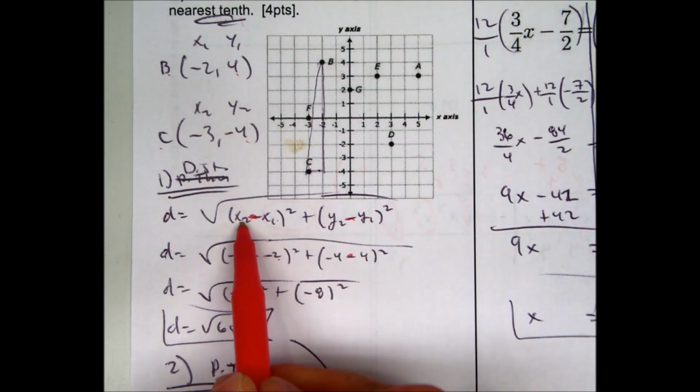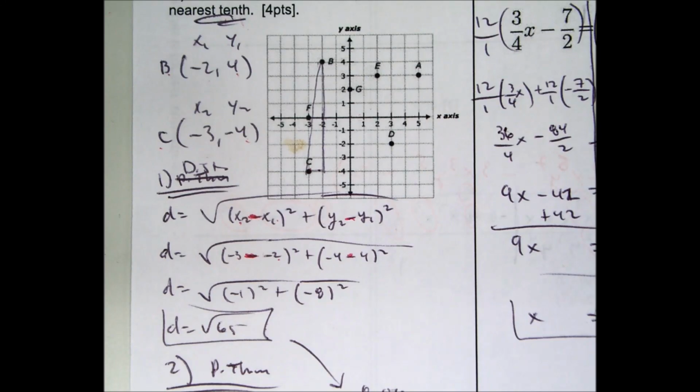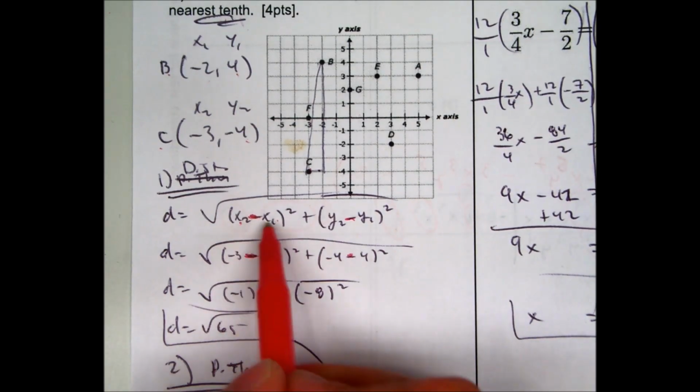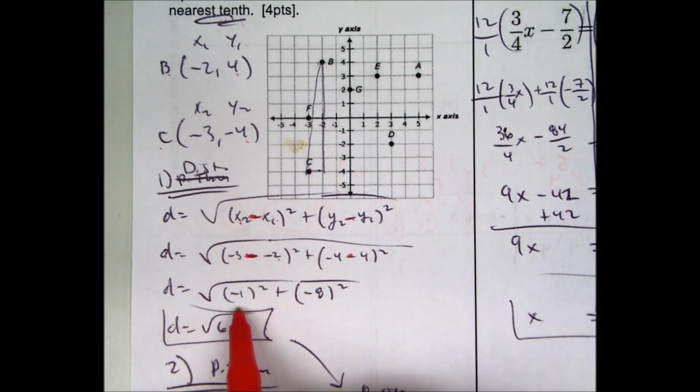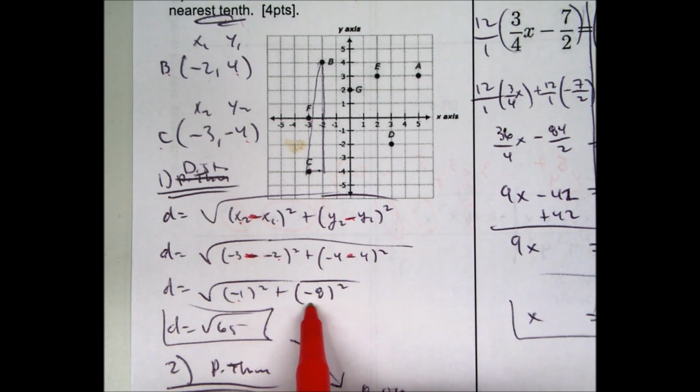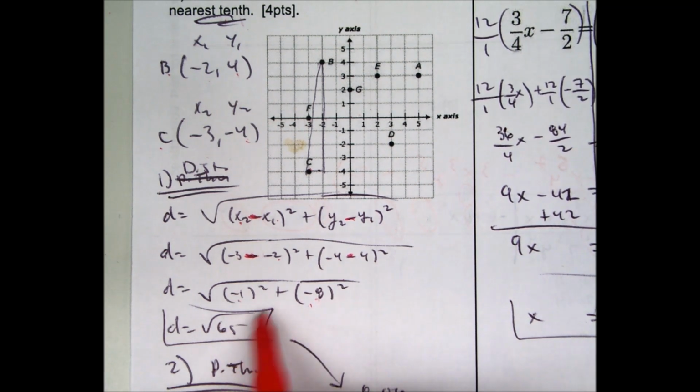So then you're just simplifying, so now you're using order of operations. So inside your parentheses would be negative 3. That becomes plus 2, which is negative 1, and this is negative 8. Remember, this does not mean negative 8 times 2. This is negative 8 times negative 8, which is positive 64. 64 plus 1 is 65.